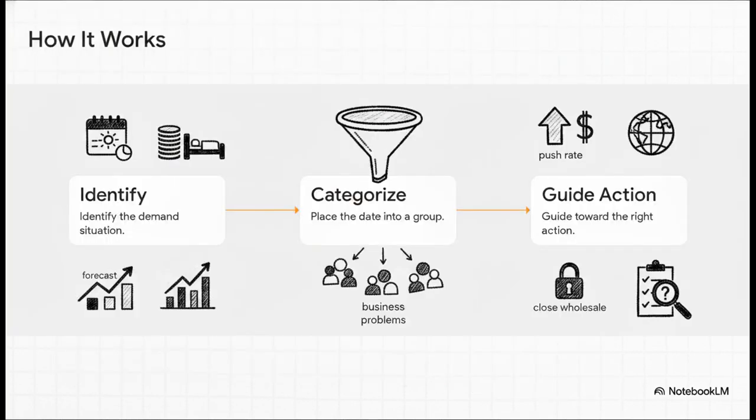Let's see how this actually builds logically, step by step. First, the system identifies the demand situation using your daily hotel data, things like on-the-books occupancy, your forecast, and last year's comparisons. Second, it takes that totally unique business problem and places it into a highly specific group. And third, based on that specific group, it guides you toward the right action. Is it time to push rate? Should you close wholesale? Maybe you need to check wash, meaning your expected cancellations. The system just tells you.